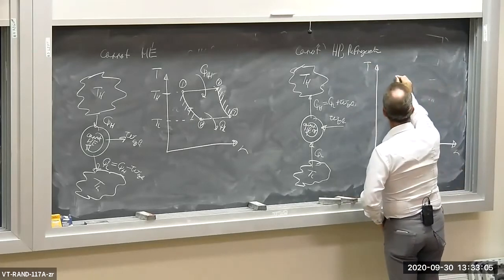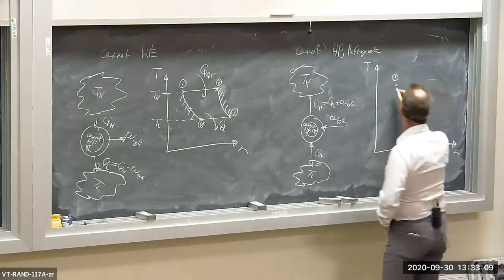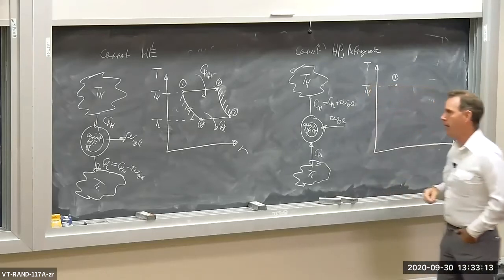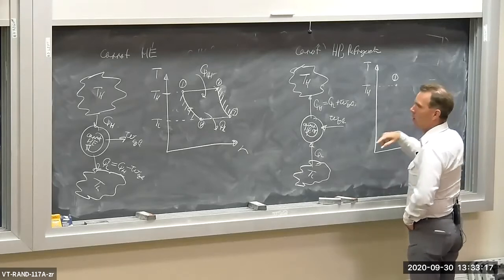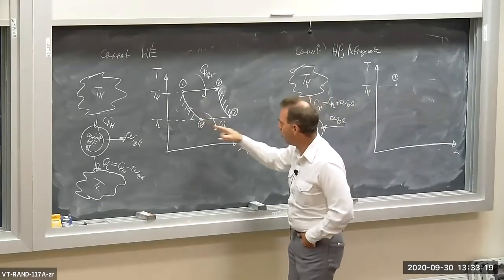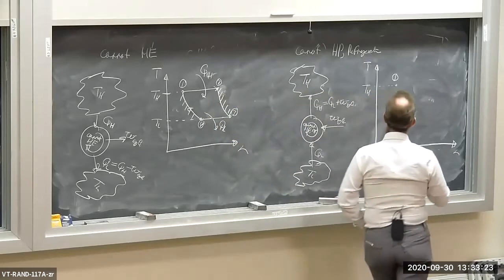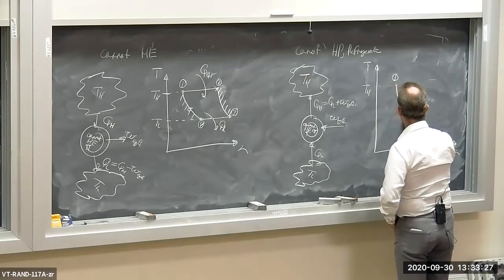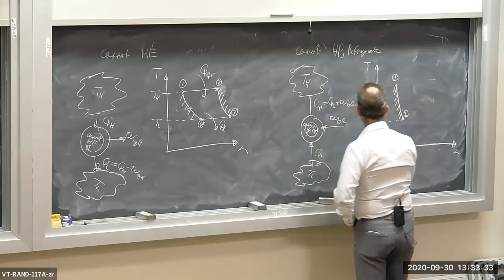So state 1 is still the minimum volume, maximum temperature in the cycle. But instead of going isothermal heat addition, we're going in the opposite direction. We're going counterclockwise through the cycle instead of clockwise. So we start off with an adiabatic expansion down to the low temperature, reservoir temperature.